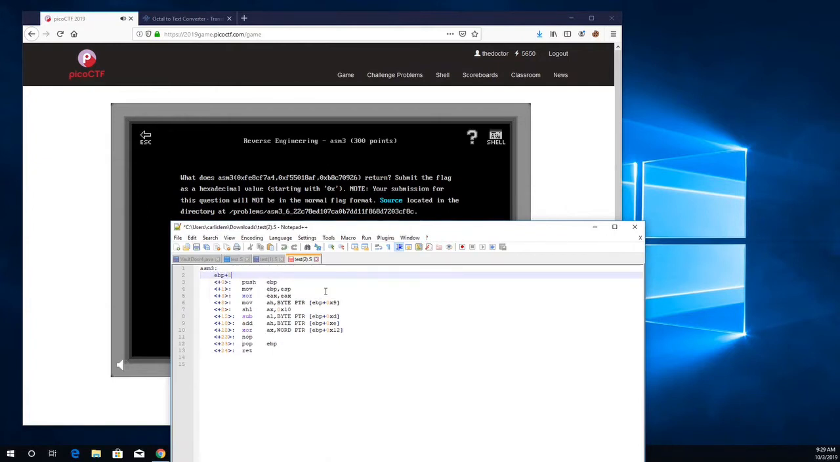So EBP plus 8, we're going to have that first parameter, which is in little endian order. So the bytes are actually backwards. So we have A4, then F7, then 8C, then FE.